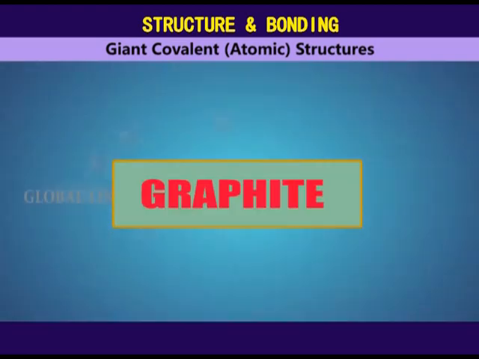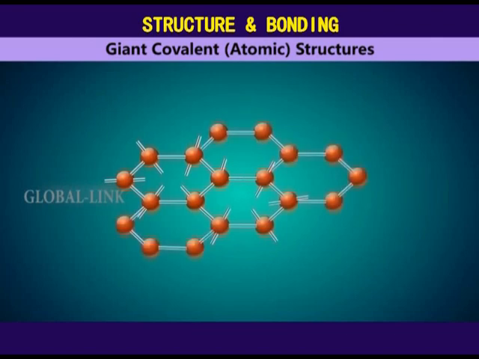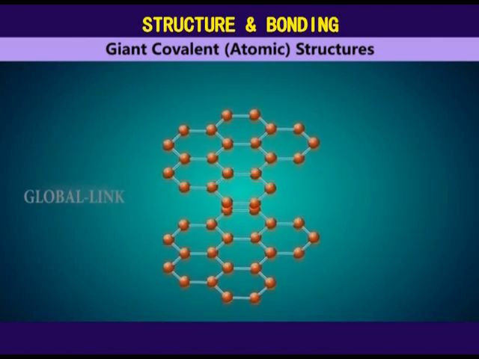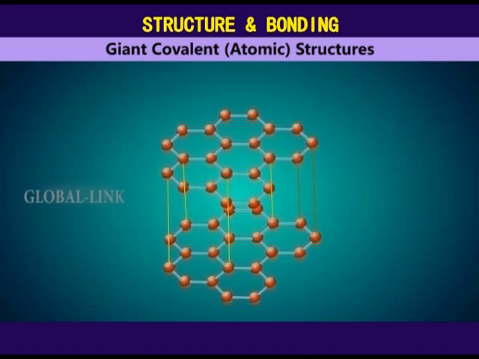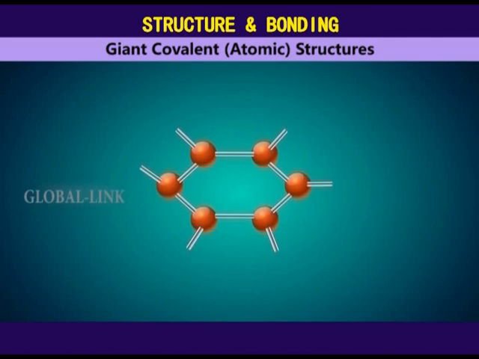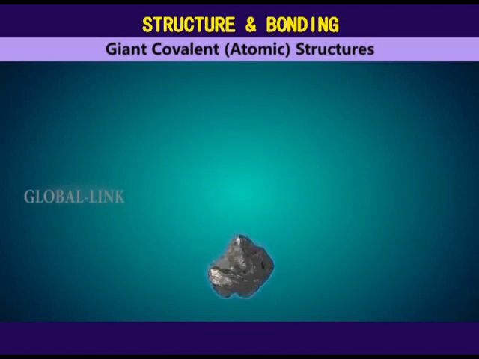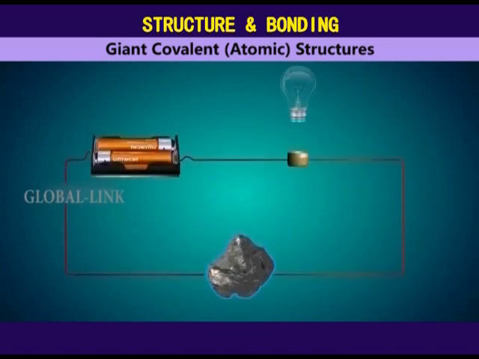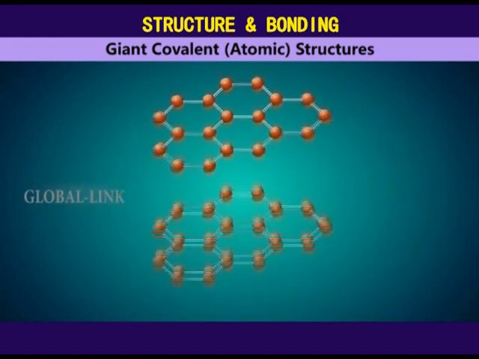Graphite. In graphite, each carbon atom is bonded to 3 other carbon atoms by covalent bonds, resulting in hexagonal rings which are arranged in layers above each other. One of the carbon-carbon bonds is a double bond, and thus the valency of carbon is satisfied. Since 1 electron of each carbon atom in graphite is free to move about, graphite is a good conductor of electricity. The layers are held together by weak van der Waals forces.